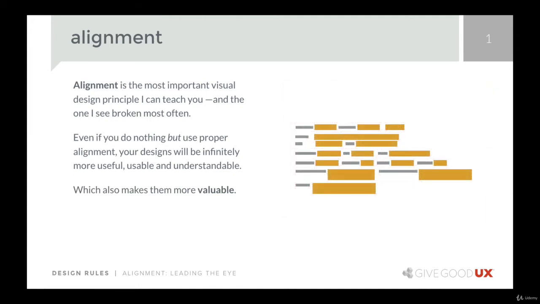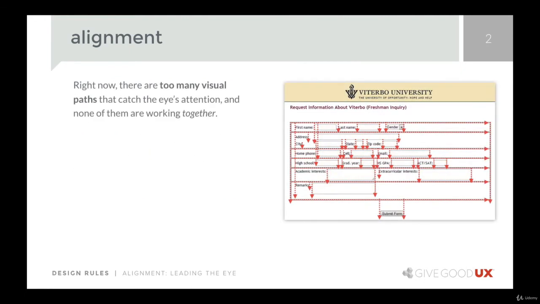See how nothing is aligned with anything. The labels aren't aligned, the fields aren't aligned. There are inconsistencies in spacing all over the place. There's no balance, there's no rhythm, there's no harmony. And there's also no dominance. Right now, there are too many visual paths that catch the eye's attention and none of them are working together.